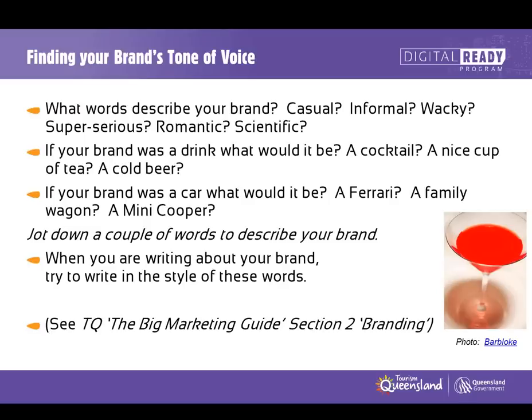So when you're writing for your website, try to write in the style of a Ferrari or a family wagon or a Mini Cooper, or try to write in the style of a nice cup of tea or a cocktail. So try to think about what is my brand, and then when you're writing, try to adopt that style. Good exercise. If you want to know more on branding, TQ's The Big Marketing Guide is on the TQ website. Have a look at section 2.